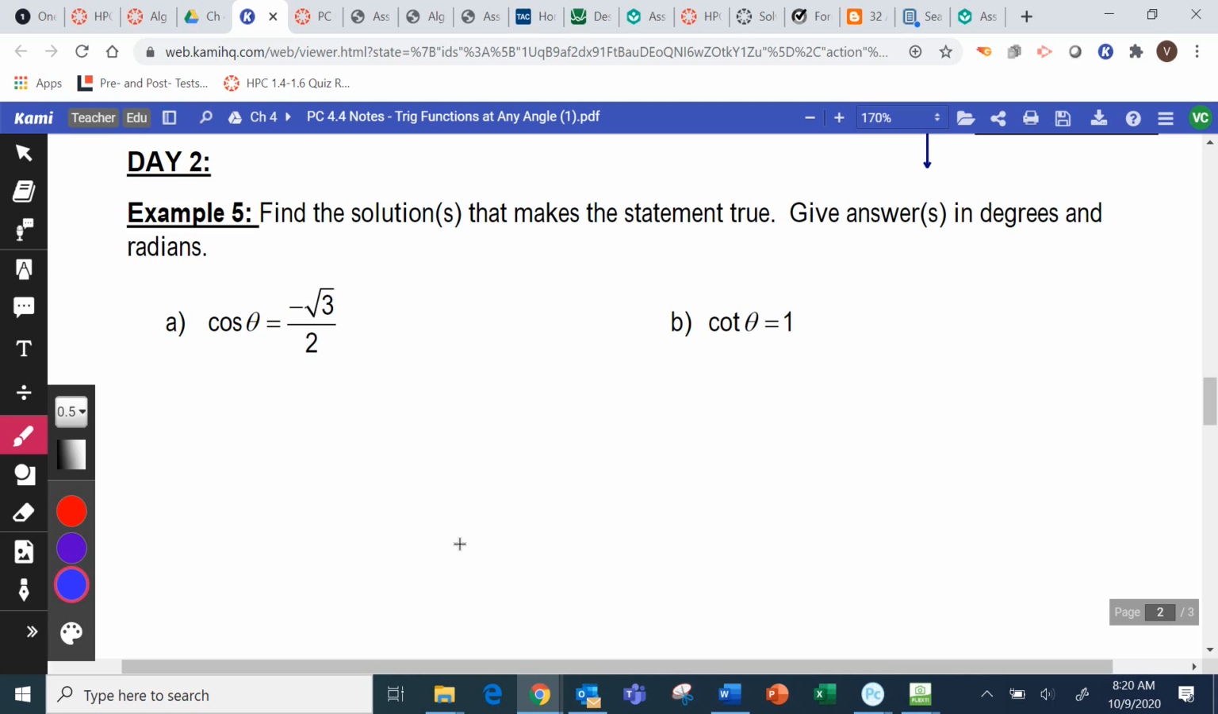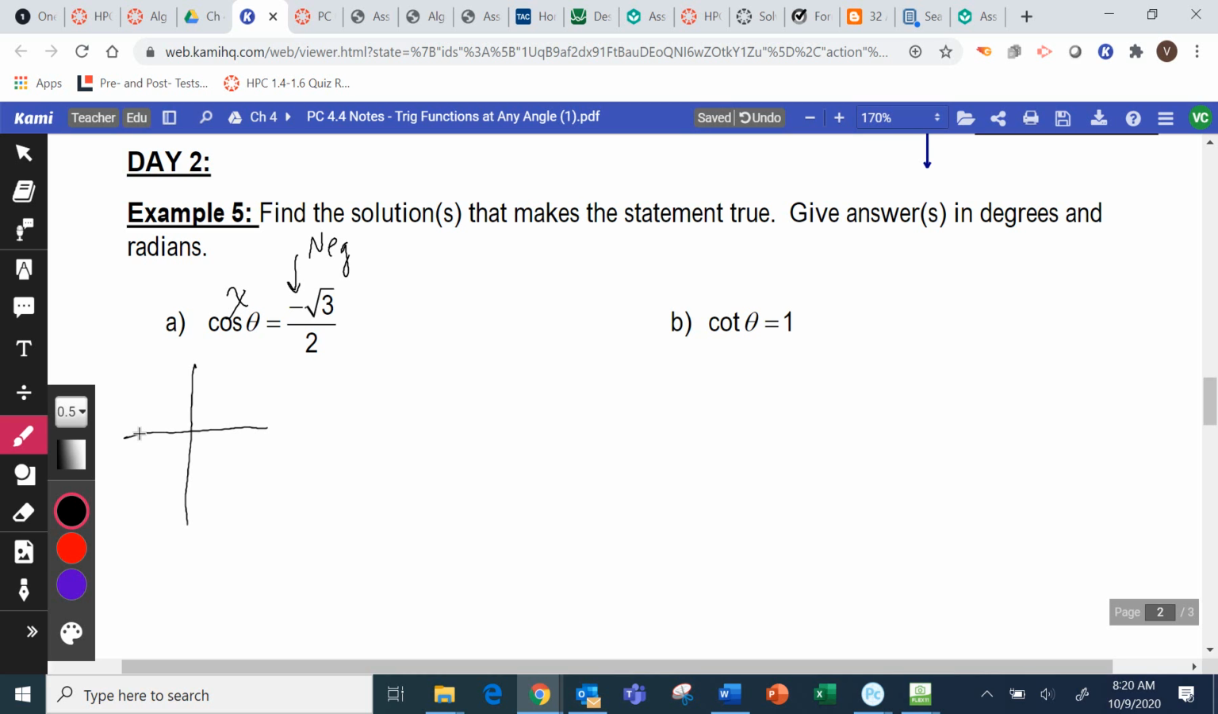So cosine theta equals negative radical 3 over 2. There's kind of like a 3-step process, maybe, that I go through. First thing I do is I notice that this is a negative number. So if it's a negative number, then I just say, where is cosine negative? Well, cosine is x. Where is x negative?